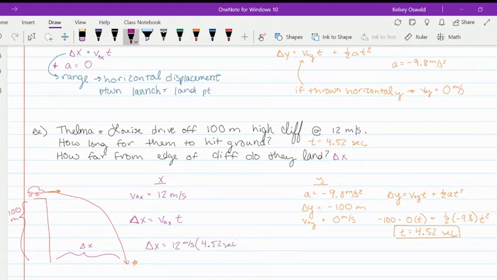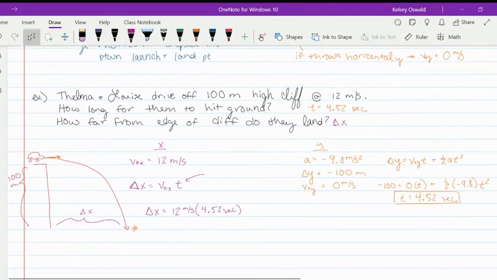Okay, so we found what that time was by looking in the y direction first. So it's always a good idea to start off with the direction in which you know more information. And since we knew more vertical information, we started looking at that first. Okay, so we're able to plug in the time that we solved for, because we found that they're in the air for 4.52 seconds. And we want to see how far they travel horizontally in that time. And we should find that they travel 54.21 meters from the base of the cliff. Okay, the range here is going to be 54.21.